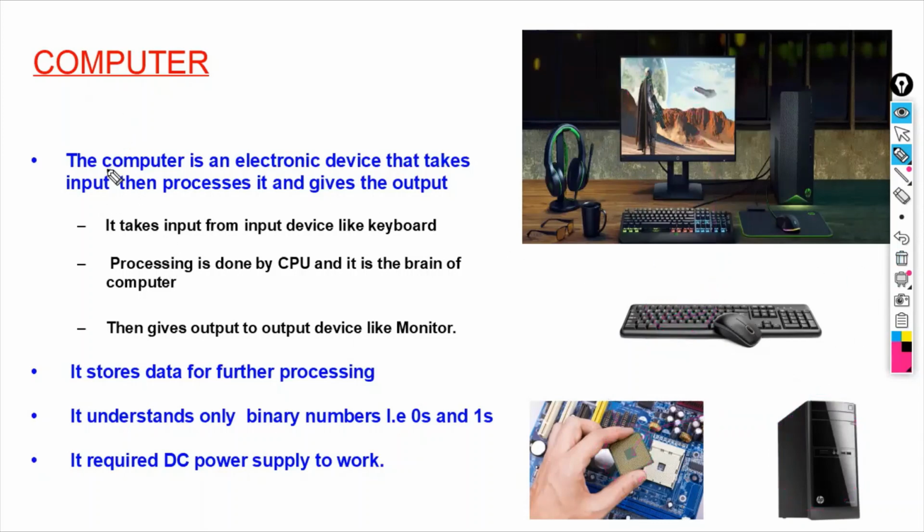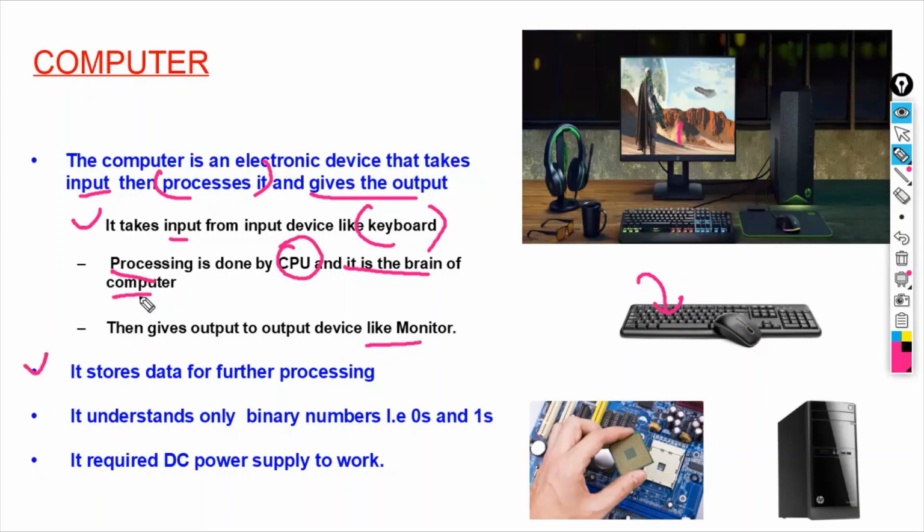So computer is an electronic device that takes input, then processes it, then gives the output. It takes the input from input device like keyboard, and processing is done by CPU, and CPU is the brain of computer, then gives you the output to the output device like monitor.